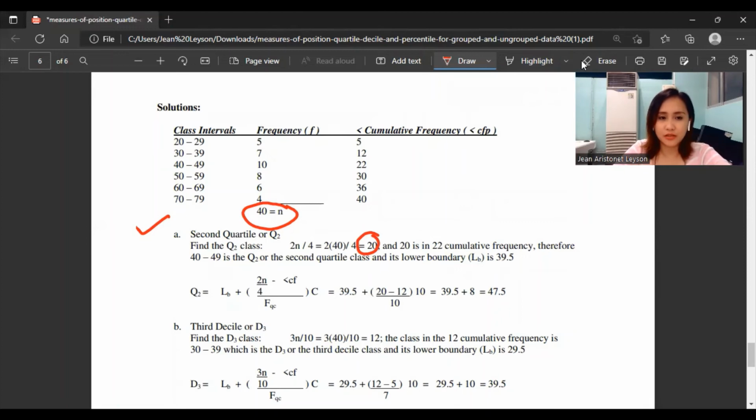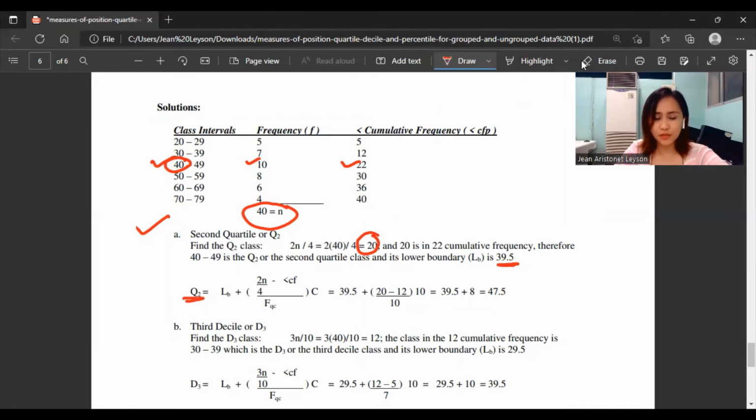So here, 20 belongs in this quartile class. Therefore, 42 to 49 is the Q sub 2, the second quartile class. And its lower boundary is 39.5. Can you still remember? For the lower boundary, get the lower limit, then subtract 0.5. So that's why we have 39.5.